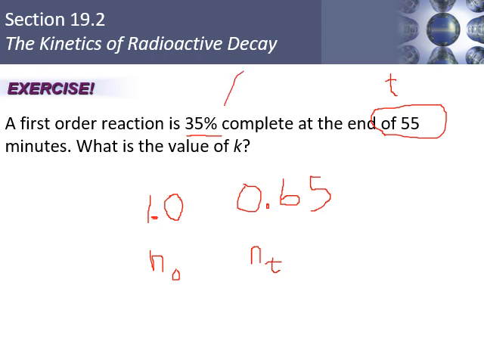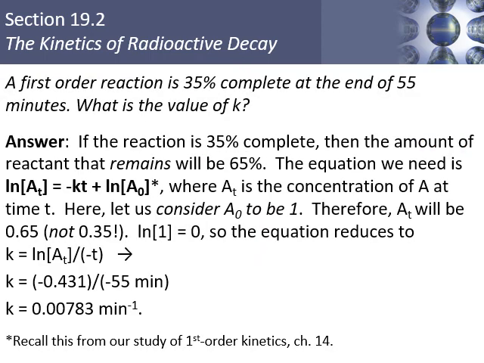All right, so next slide. I'm going to have to try to speed up a little bit. So what we're going to put right here is 1, and what we're going to put right here is 0.65. And what are we going to put for t? We're going to put 55 minutes, which means our k is going to have units of minutes to the minus 1. And then we just solve for k.